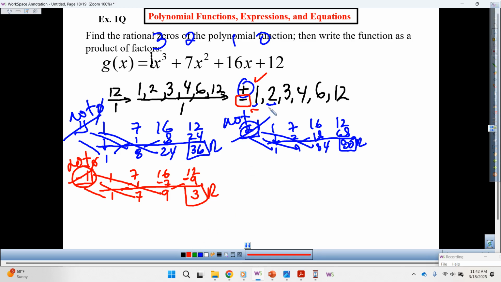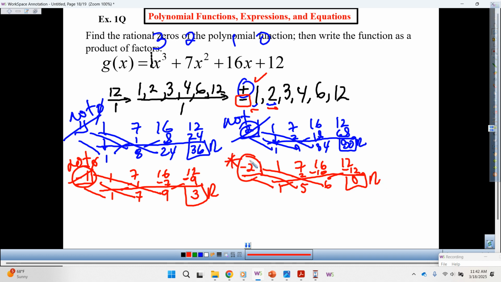Next, I'm going to try now negative 2. Bring down the 1. Negative 2 times 1 is negative 2. Combine, that's 5. Negative 2 times 5 is negative 10. Combine, that's 6. Negative 2 times 6 is negative 12. And guess what? This is our 0.